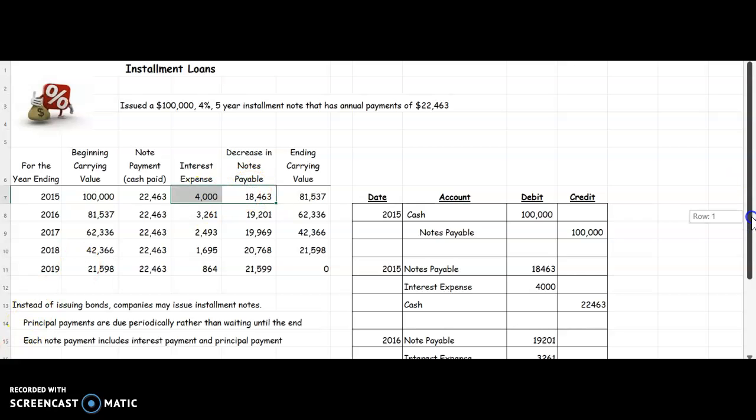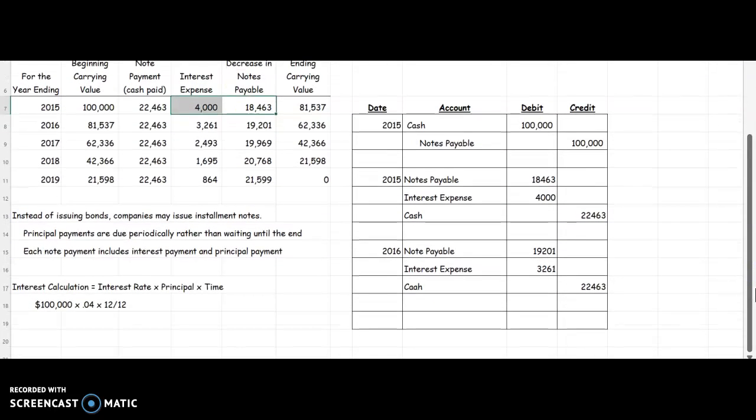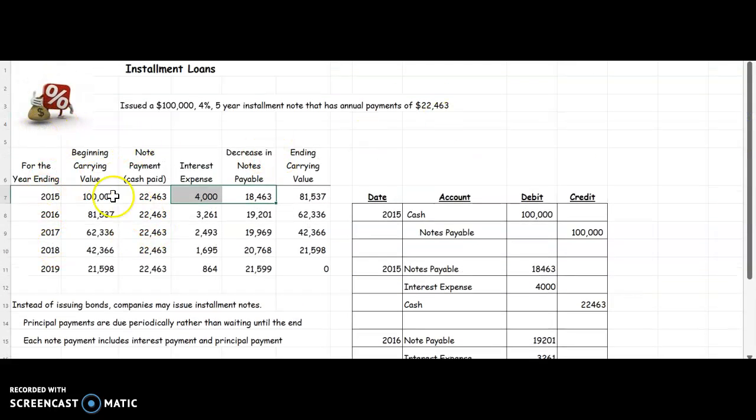And after all 5 years, if I were to set up a T account for my note payable, I would show a zero balance in my notes payable account after the 5 years. So again, this is how you amortize an installment note, and this is how you make your journal entries for an installment note. Let me know if you have any questions.